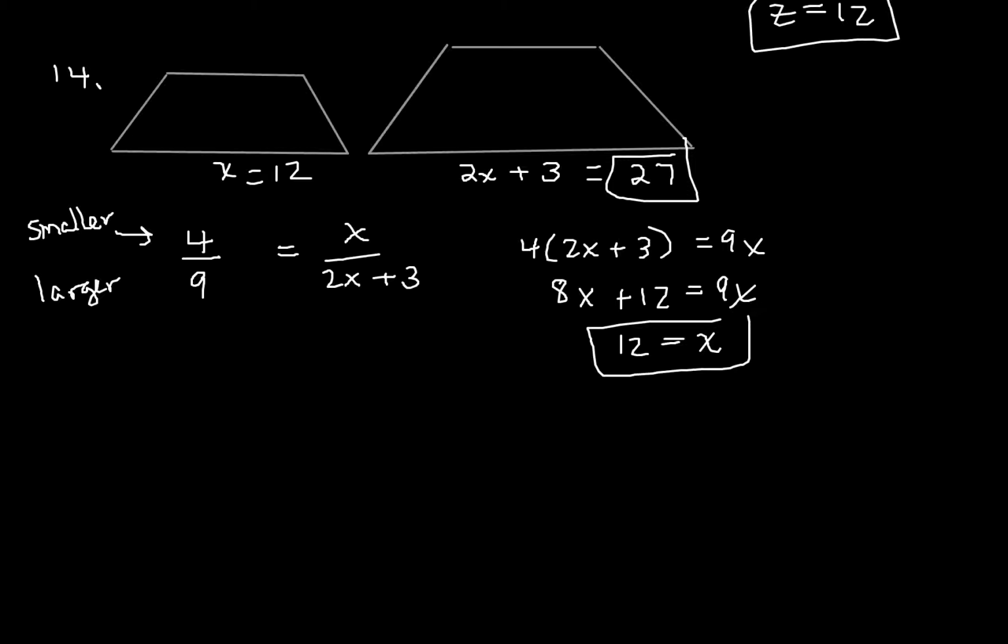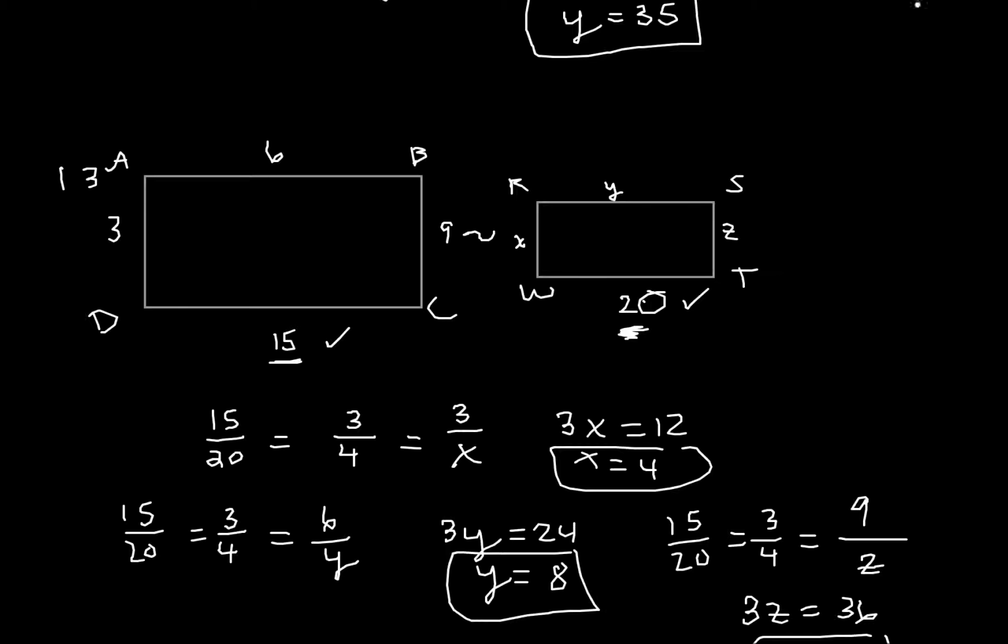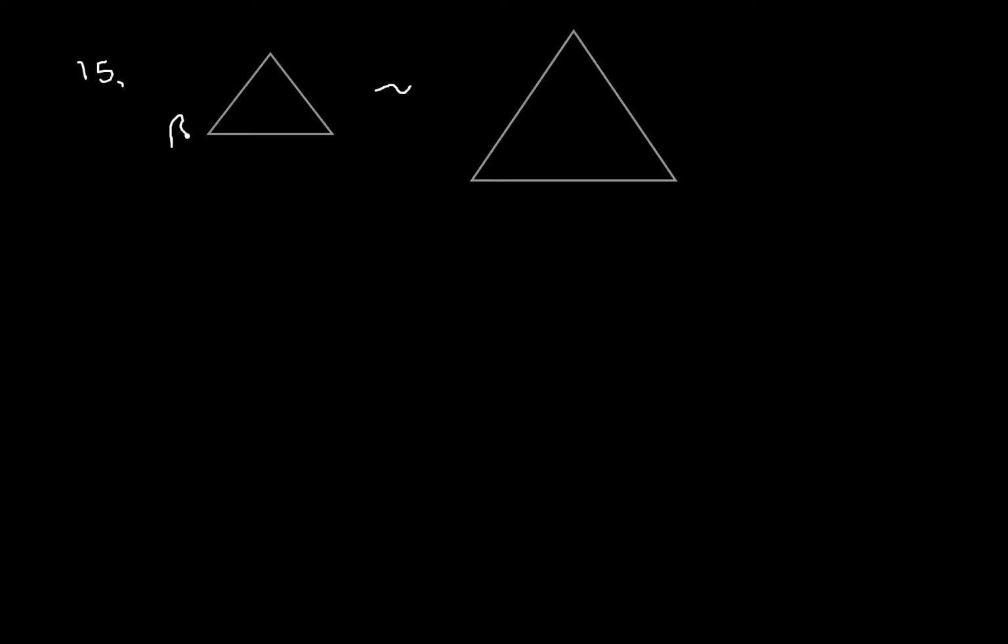All right, 15 has a lot of parts. Let's see if we can go fast on that. Let's do a new whiteboard or blackboard. All right, 15, we are given triangles. RST is similar to, here's the bigger one. So we might have to redraw these for different problems. So RST and JKL. They are similar.